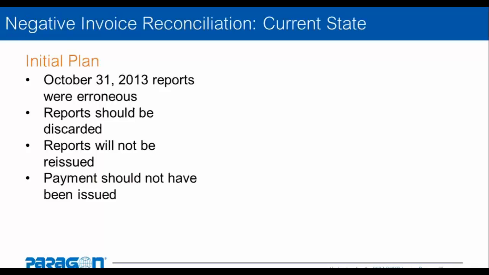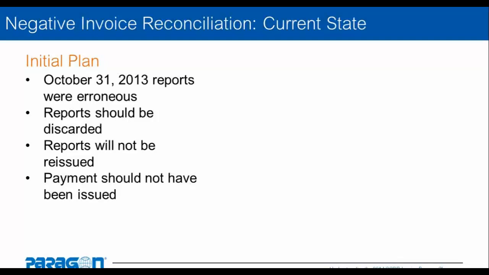First, we are going to review the current state of the negative invoice reconciliation. I want to clarify that the negative invoices we are referring to here are the negative invoices manufacturers received only on quarterly invoices, due to deleted or adjusted PDE claims. So let's discuss the initial plan.